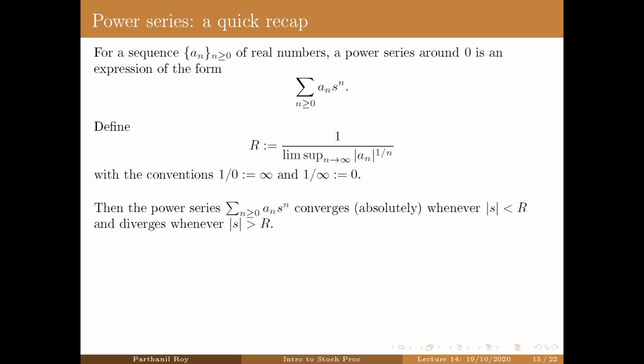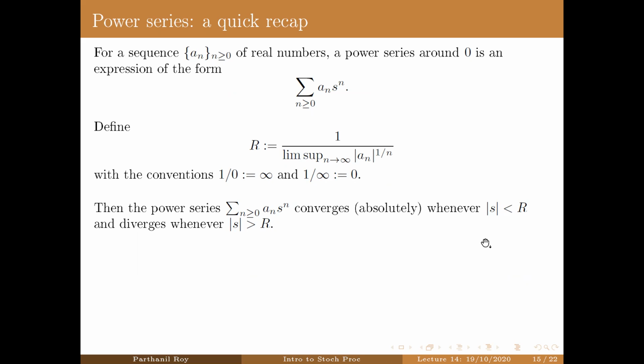Now this R is called the radius of convergence for this power series. It can be shown that this series actually converges, in fact absolutely, whenever |s| is less than R. On the other hand, it diverges whenever |s| is bigger than R. Now this just follows from the root test, as simple as that. Now in complex analysis, you must have seen the same thing, except that the absolute value would be replaced by the modulus. The same thing here, okay?